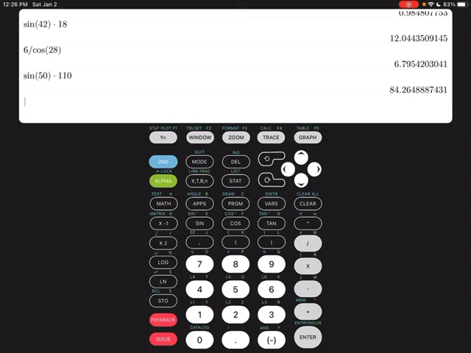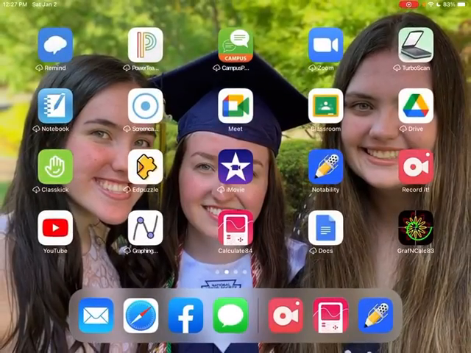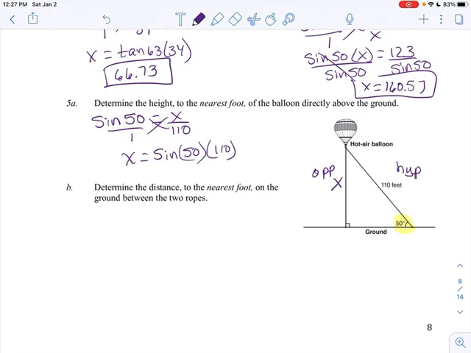And this one, they want me to round it to the nearest, what is it? I don't have this one on my paper. 84.264. Let's see how I'm rounding it off. To the nearest foot, 84.26. So to the nearest foot is just 84 feet.